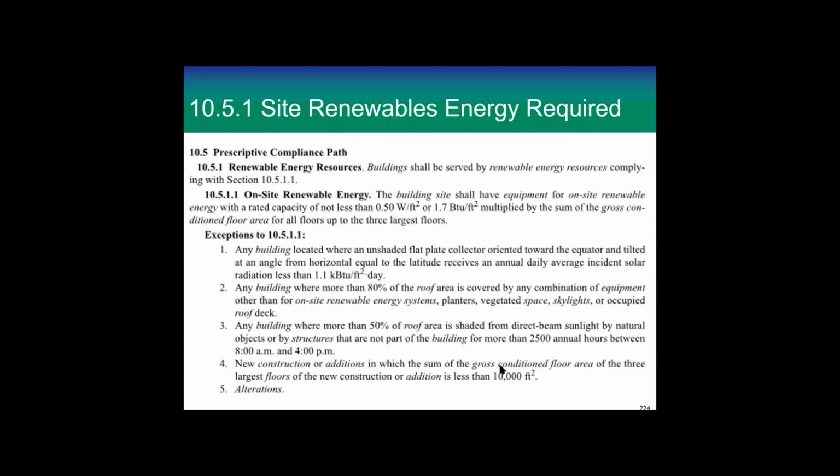New construction or additions where the sum of the gross conditioned area of the 3 largest floors is less than 10,000, a smaller building, or if you're doing alterations, we don't force you. So these are the exceptions. If you took any of those exceptions, then when you get to section 11, you're going to have to make an adjustment to correct your energy savings or your adjustment credits. Or your credits, extra credits.